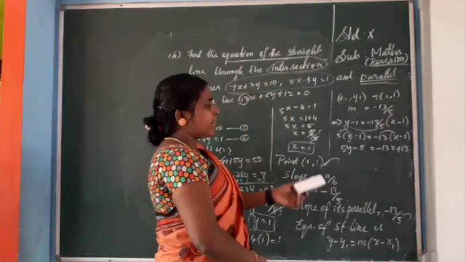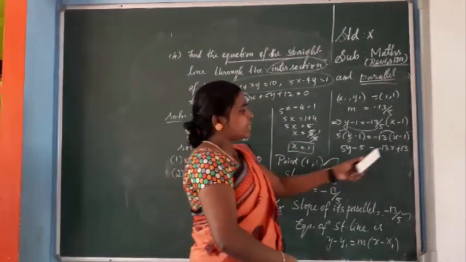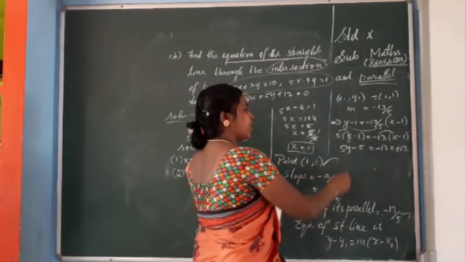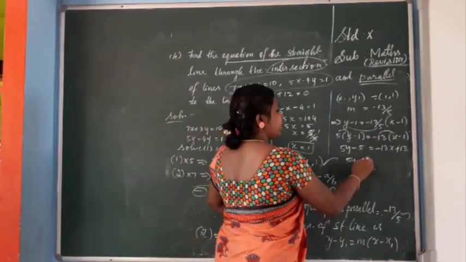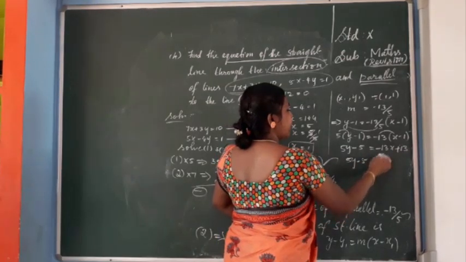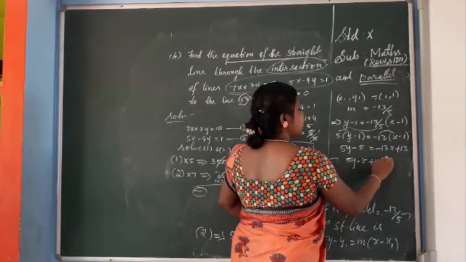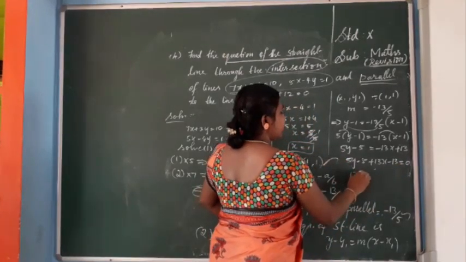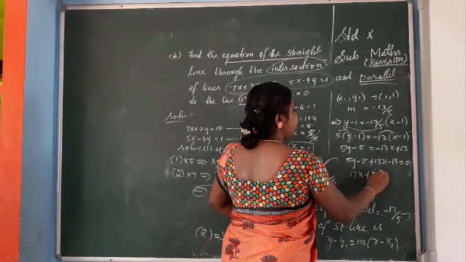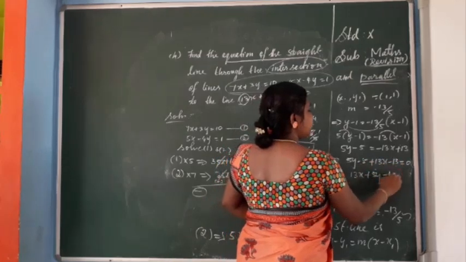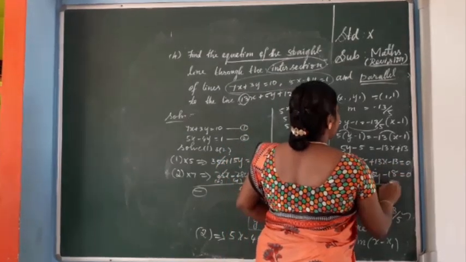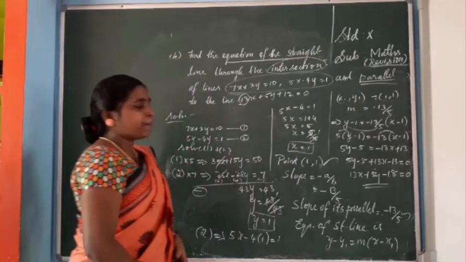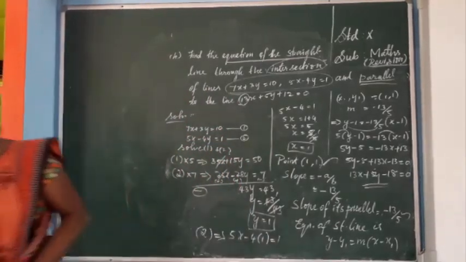Now you have to take everything to one side, isn't it? So x is negative, so you can't take it to the left-hand side. Already 5y minus 5 is here. If you take it to the left-hand side, it means plus 13x minus 13 equal to 0. Now arrange it: 13x plus 5y minus 5 minus 13 is minus 18 equal to 0. So 13x plus 5y minus 18 equal to 0.